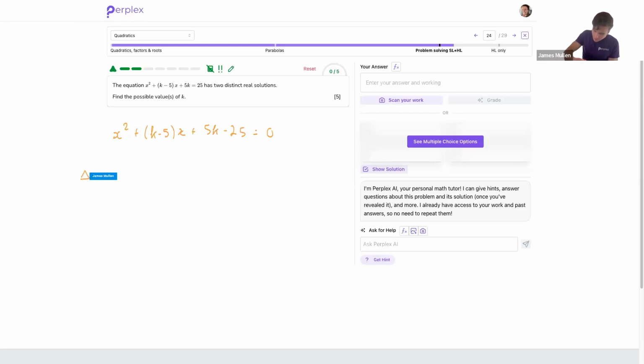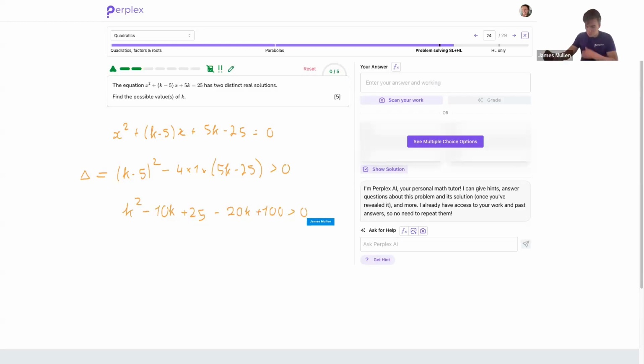And now I know that delta is going to be equal to b squared, so (k minus 5) squared, minus 4 times a, which is 1 in this case, and c is 5k minus 25. And that's all supposed to be greater than 0. Okay, so if I expand all of that, I'm going to get k squared minus 10k plus 25 minus 20k plus 100 is greater than 0. And that becomes k squared minus 30k plus 125 greater than 0.